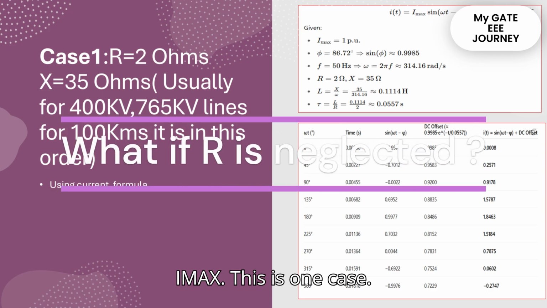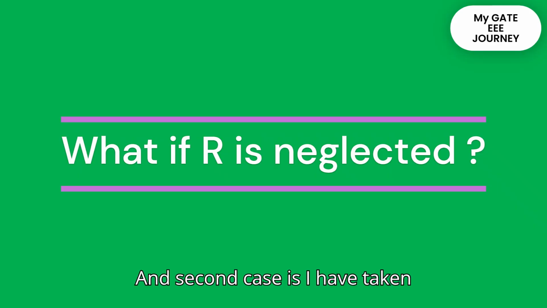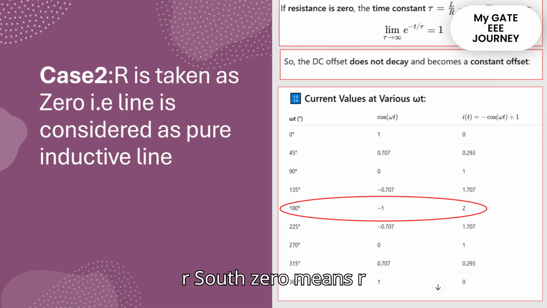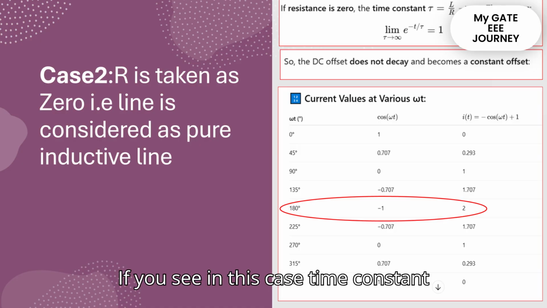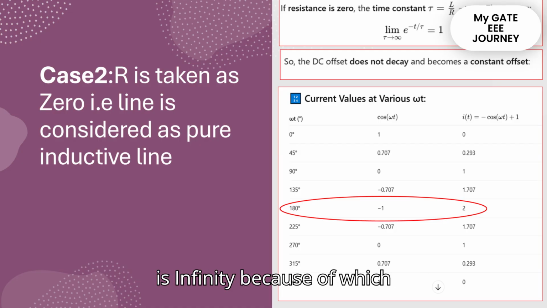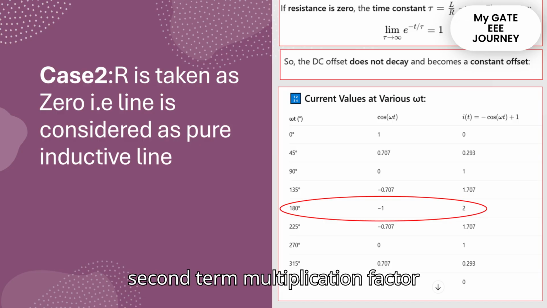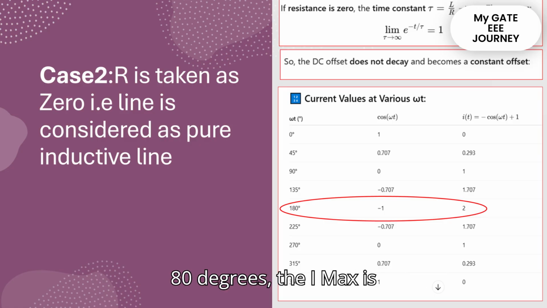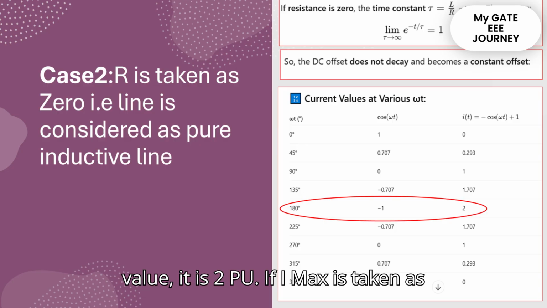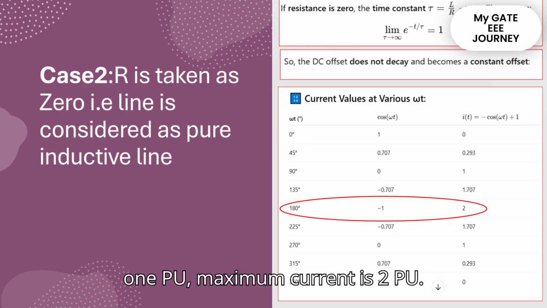This is one case. And in the second case, I have taken R as 0, meaning R is neglected compared to X. In this case, I did the same equation and the same derivation. In this case, the time constant is infinity, because of which the second term multiplication factor becomes 1, and the peak value at 180 degrees is almost double. It is 2 pu. If I max is taken as 1 pu, maximum current is 2 pu.